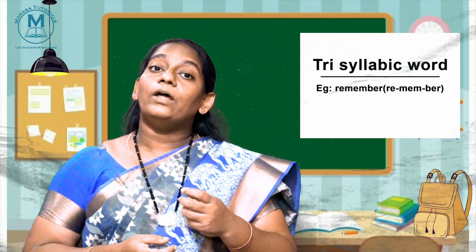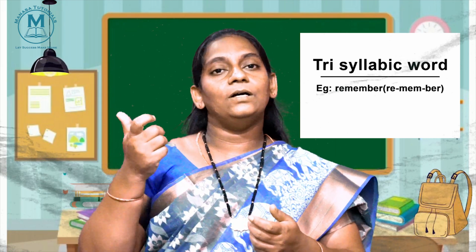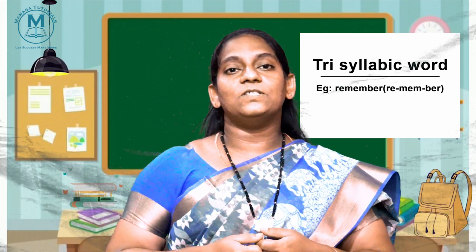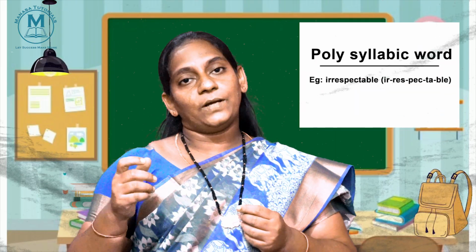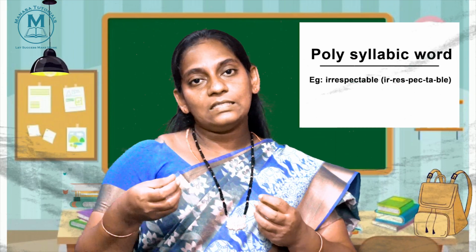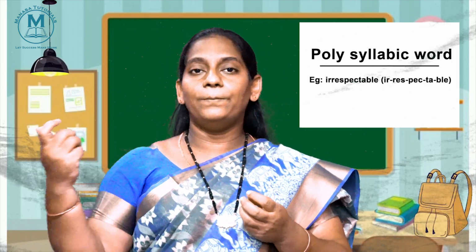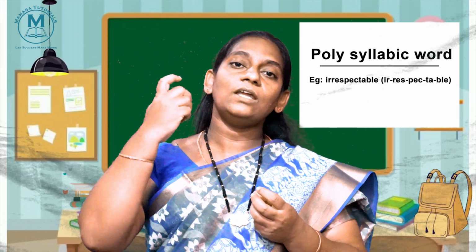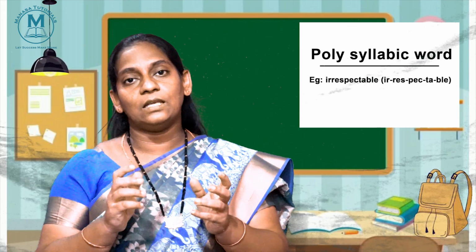When we observe trisyllabic words, three vowel sounds are observed, like buffalo, remember. At the same time, in polysyllabic words, there are a number of vowel sounds, that is, more than three. If more than three vowel sounds are observed, then that is known as a polysyllabic word. Example: irrespectable. This word shows more than three vowel sounds, so it is known as a polysyllabic word.